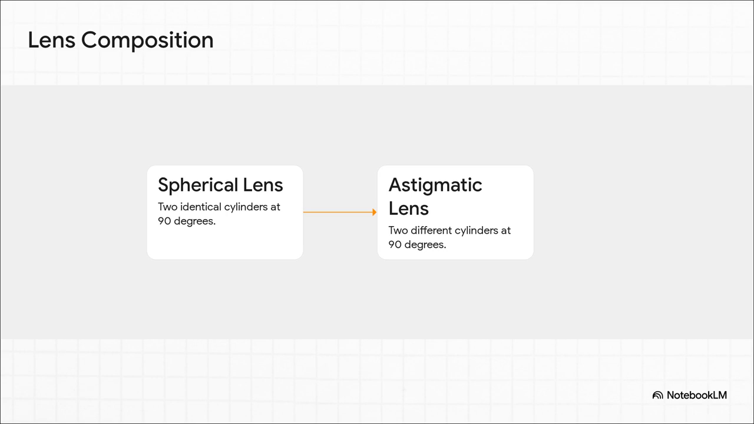If you take a perfectly spherical lens, you can basically think of it as two identical cylindrical lenses just layered right on top of each other, oriented 90 degrees apart. But a spherocylindrical lens, the exact kind we use to correct astigmatism, is fundamentally different. It's composed of two completely different cylinders at 90 degrees. If you can just visualize this lens as two separate overlapping cylinders, I promise you the rest of this whole optical puzzle will just effortlessly fall into place.